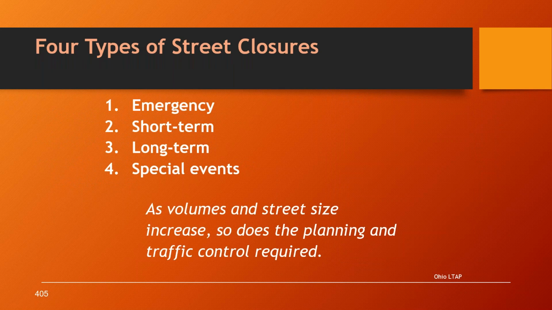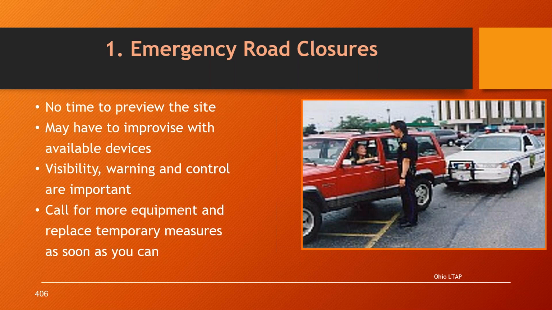So we have 4 types of street closures. There's an emergency street closure, or short-term, or long-term, or special events. Sometimes, of course, in Ohio, in our cities, we have a lot of special events, whether it be a 4th of July celebration or a festival of some kind. During those events, we have to close streets down and put in detours. And as volumes and street size increase, so does the planning and traffic control required.